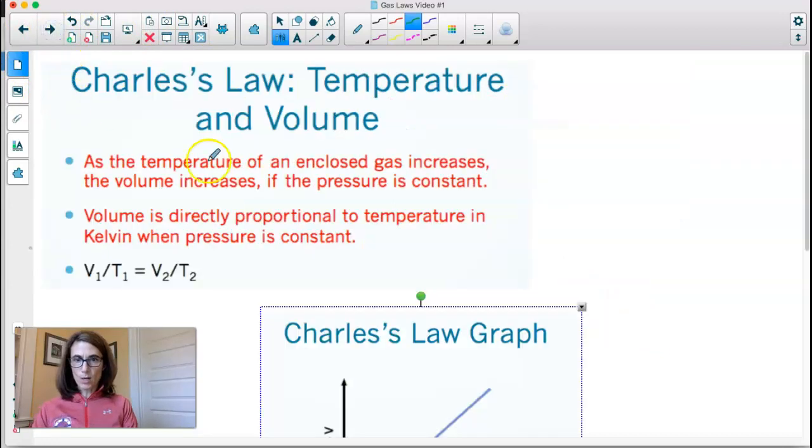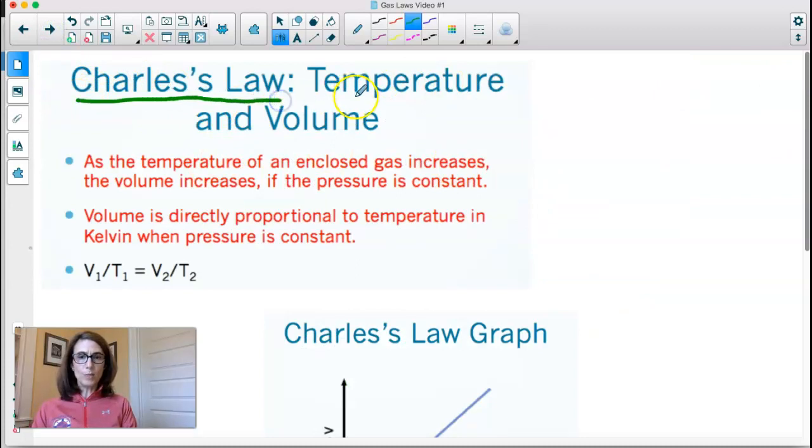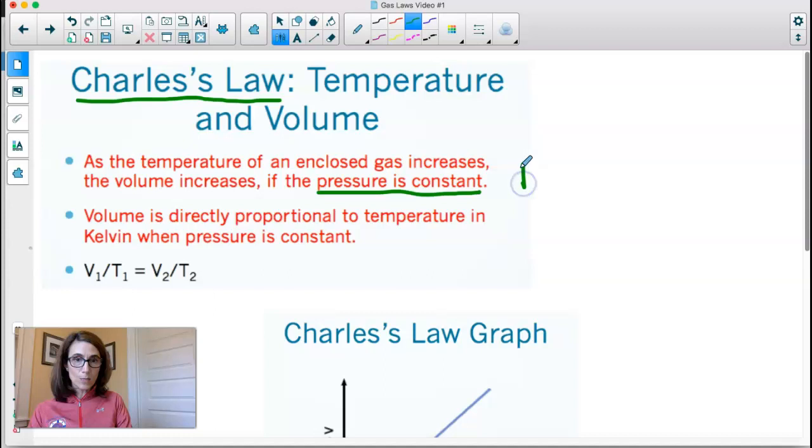All right, Charles' law. So Charles' law looks at the relationship between temperature and volume. Just like we talked about in Boyle's law, in order to look at the relationship between temperature and volume, pressure has to remain constant. So as the temperature of an enclosed gas increases, the volume increases. So this time we have a directly proportional relationship. One goes up, the other goes up by the same factor.